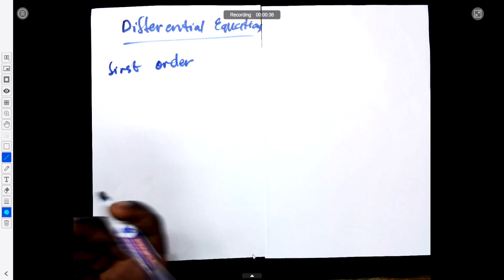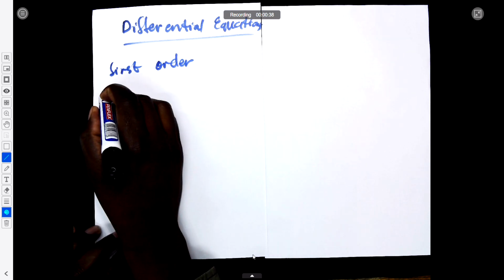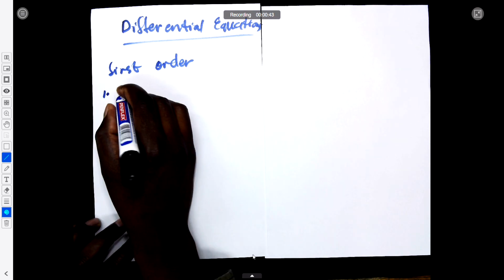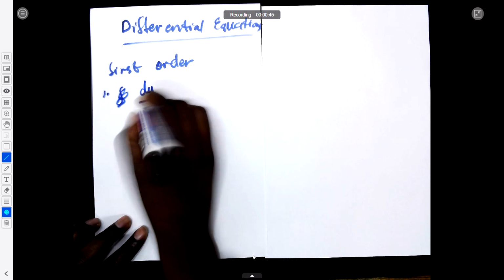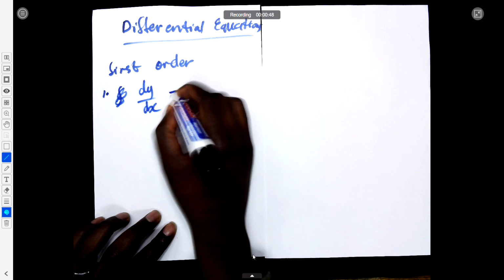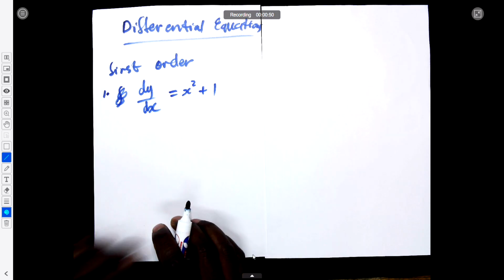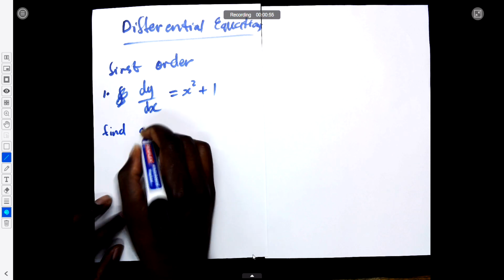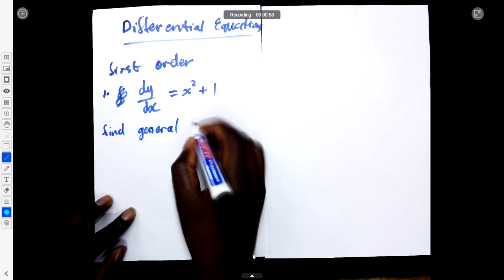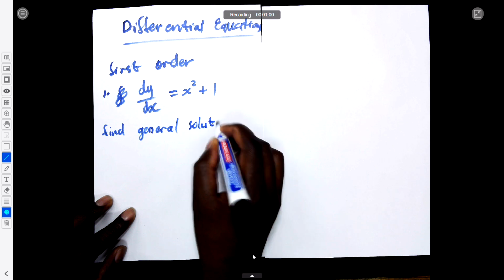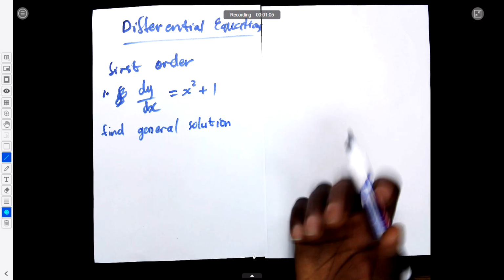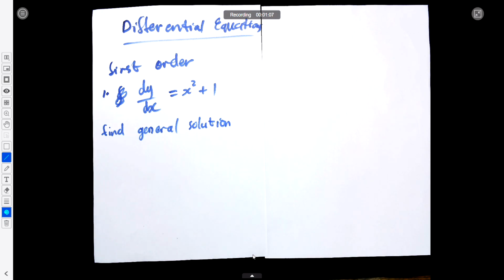We have separation of variables, and when we have to find it straight away. So let's say for an example, we are given an equation. Let's say we have dy over dx, and we need to find the general solution. Finding the general solution means that we just need to find it with the plus c. But if we need to find a particular solution, we need to even determine the value of the constant.